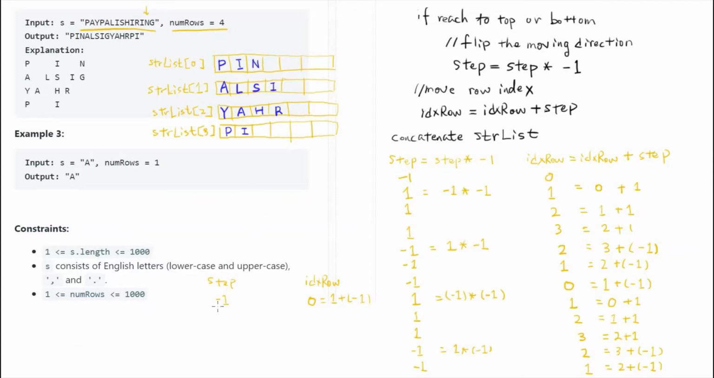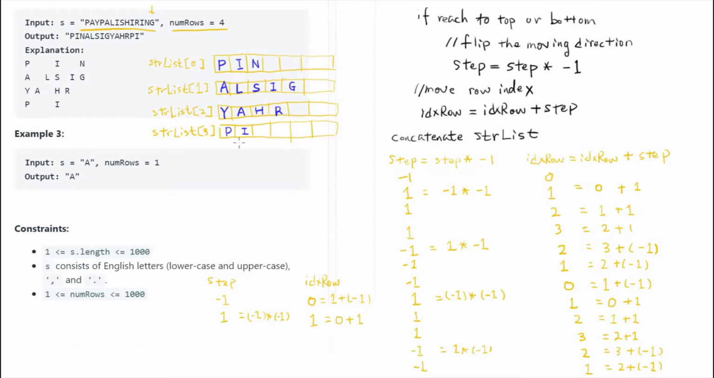It's at the top row, so we need to flip the step. It's equal to -1 times -1. It equals to 1. And the row index is equal to 0 plus 1. It equals to 1. Then we move to the last character in the input string, G. We add G into the string list 1.